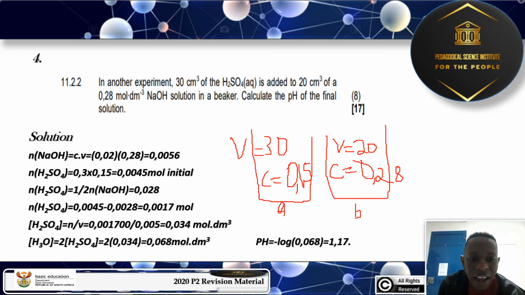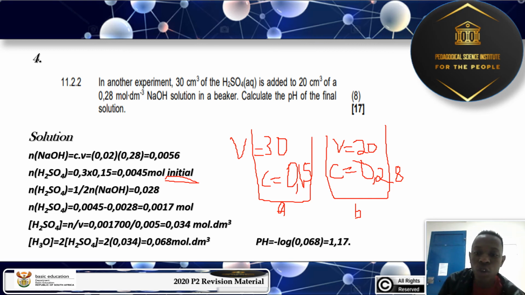That is why I've written initial here, to indicate that at the initial stage we have a concentration of 0.15, and the volume we are told is 30. That is why I've written initial. Therefore, now we need to find the number of mole of sulfuric acid used. You see, the number used.